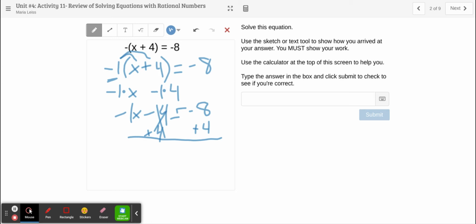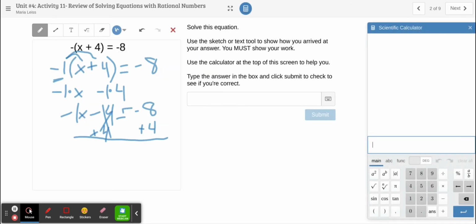Negative 8 plus 4. Be very careful here, please, people. Check that because it's not going to be 12 and it's not going to be negative 12. When I check that, I'm going to type in negative 8 plus 4. Yep, it's going to be a negative 4. So now I've got negative 1x equals a negative 4.